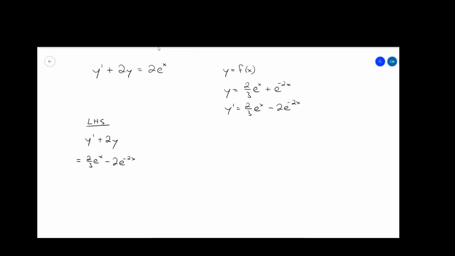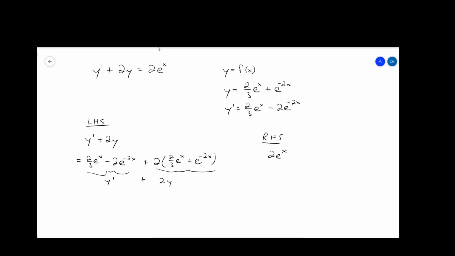Okay, so just to be clear, this is y prime. And then I still have to plug in plus 2y. Well, 2y, what's that? It's 2 times (2/3 e to the x plus e to the minus 2x). Okay, so everybody see that? Plus 2y, that's what all this is. Okay, y prime plus 2y, so that's the left side of the equation, right? Now on the right side, I don't have to really do anything because it's simple already, right? The right-hand side of the equation is just 2e to the x.